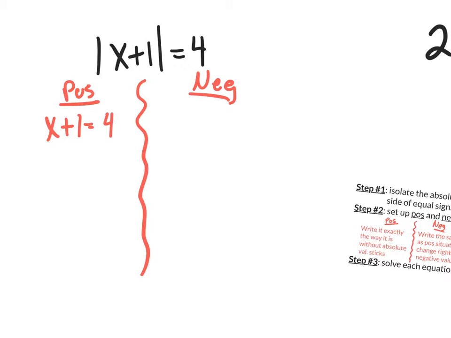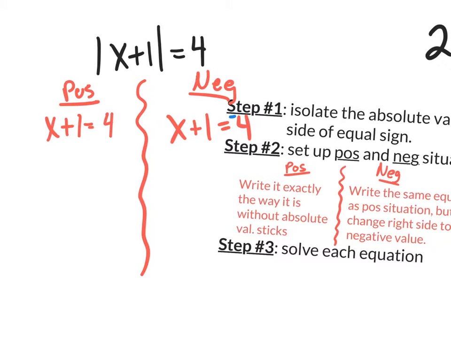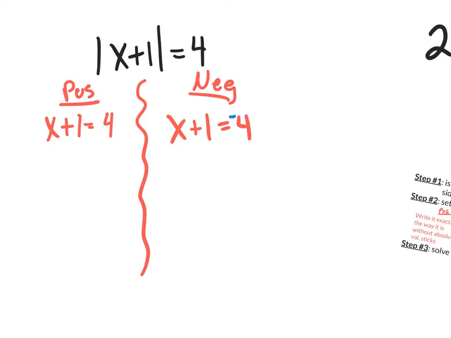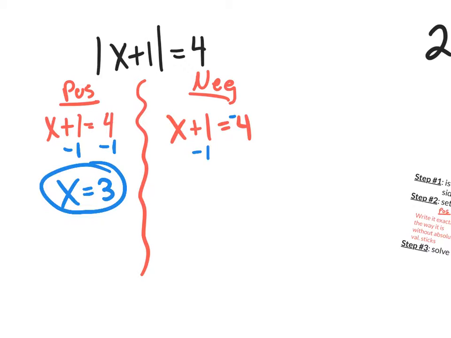So the same thing as the positive, x plus 1 equals 4, but I change the right side to a negative value. So I put a negative 4 instead of a 4. Does that make sense? And step 3, as you can see on the instructions, it says solve each equation. All right, so let's solve both of them. Subtract 1, x is by itself, x equals 3. That is one answer. Subtract 1, you're going to have x equaling negative 5. And that's another answer.